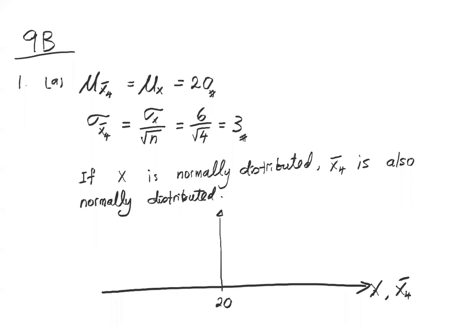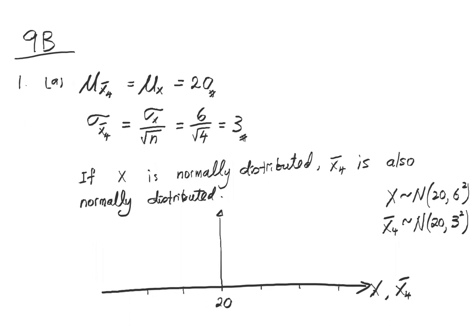If I write this down, my X is normally distributed. The mean is 20, the standard deviation is 6. My X bar 4 is also normally distributed. The mean is 20 and the standard deviation is 3. Correct? So you have to prepare, all have the same mean. So I write 20 there. Then I make 3 marks.